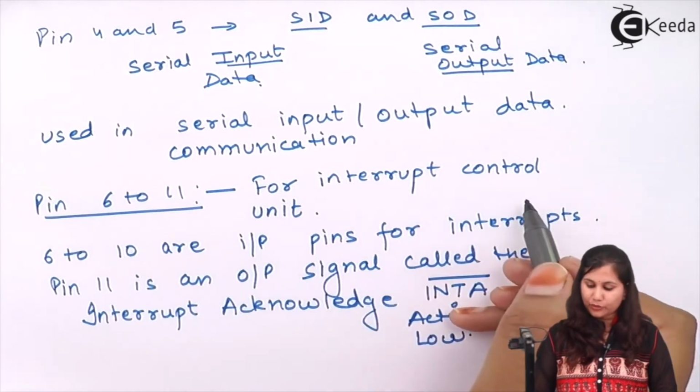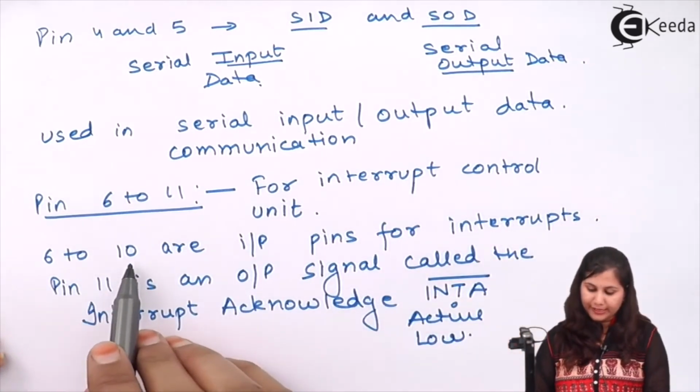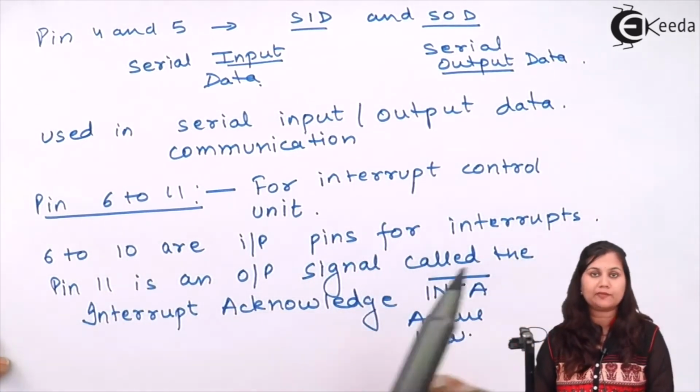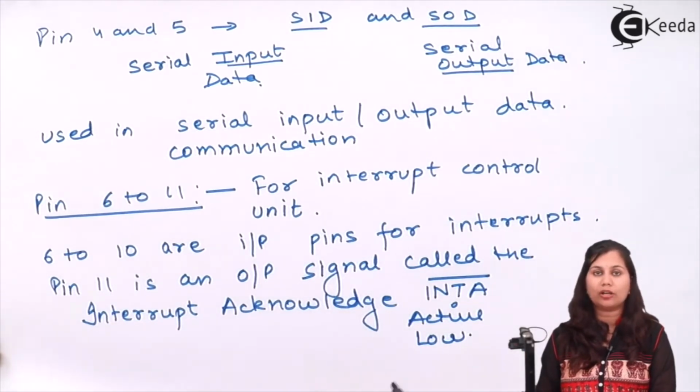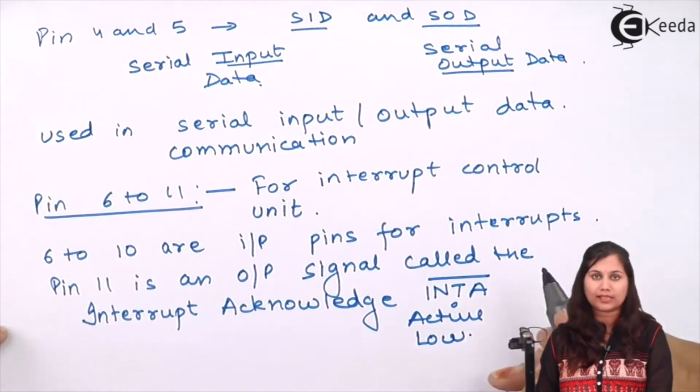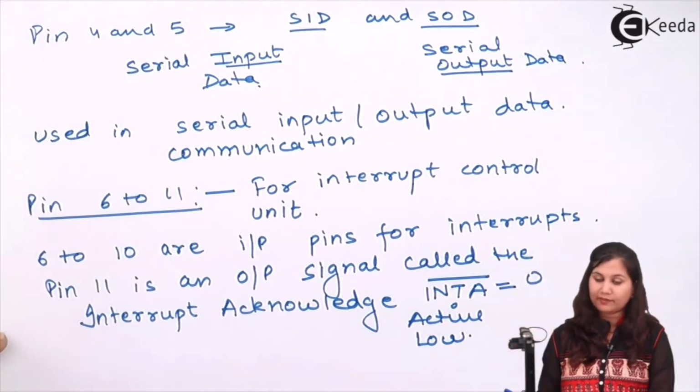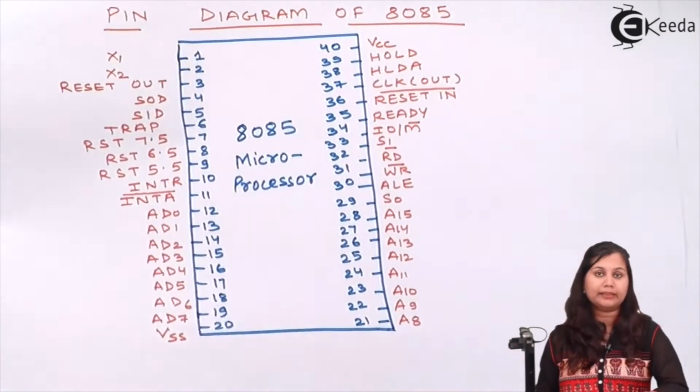These signals we are going to study when we study the interrupt process of the 8085. So these pins are used for the interrupt control unit. Pins 6 to 10 are the input pins for the interrupts, and pin 11 is an output signal called the interrupt acknowledge signal, which is an active low signal, and it is active when its value is equal to 0.